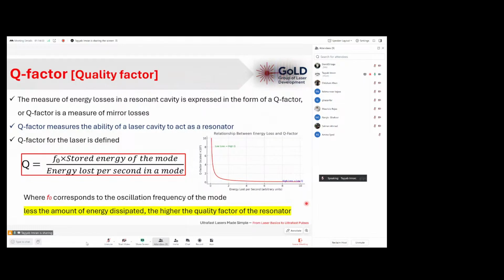Okay, so the first thing to understand for the Q switching is the Q factor. What is this Q factor? It's a quality factor. Q is for quality. Basically, it measures the ability of a laser cavity to act as a resonator.